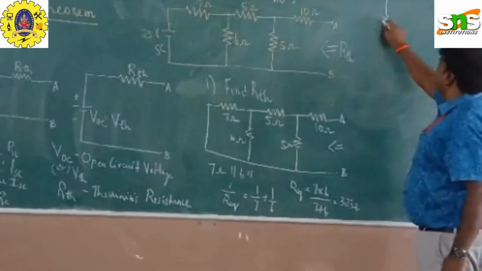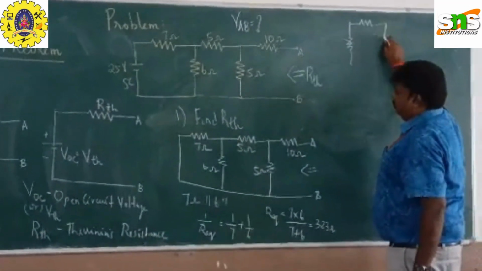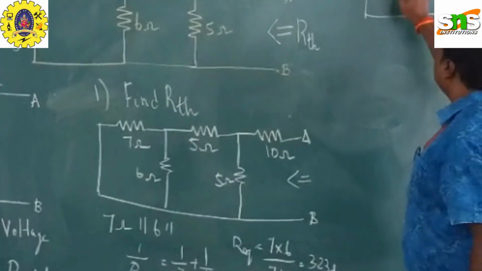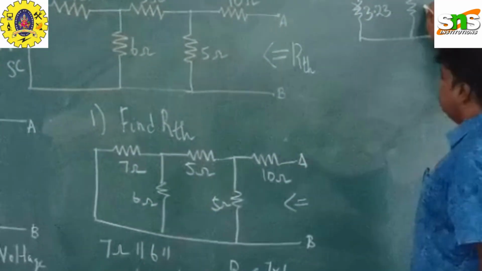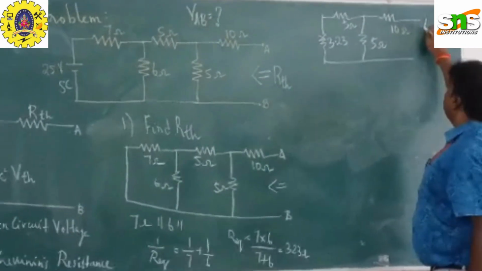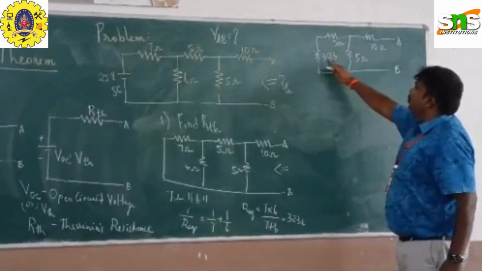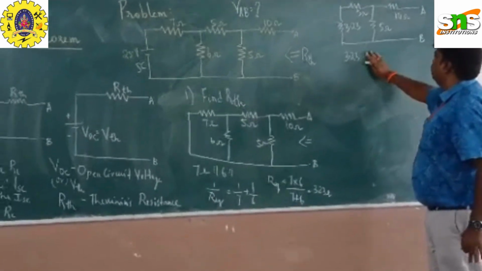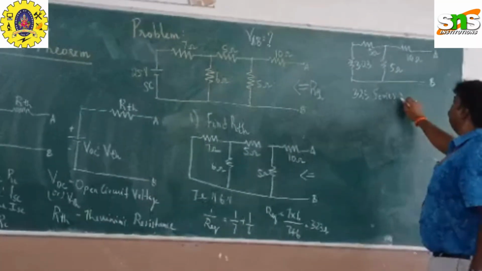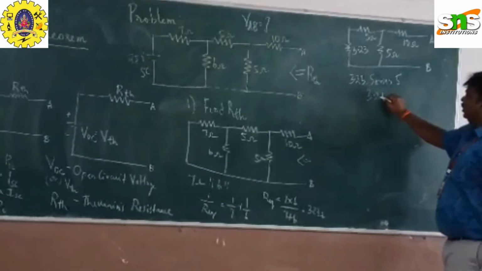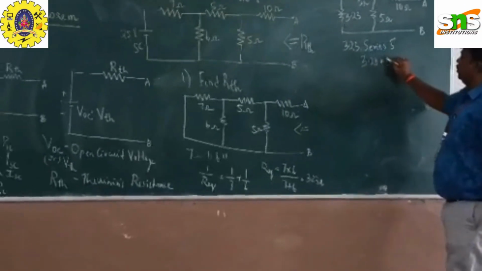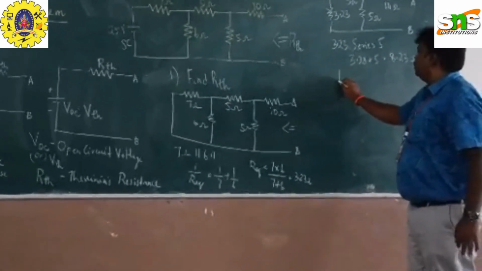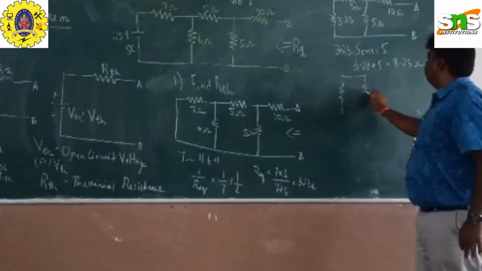So we have one resistance in series with 5 ohms, again 5 ohms, 10 ohms. 3.23, this is 5 ohms, this is 5 ohms, 10 ohms across AB. Now, how are this 3.23 and 5 ohms connected? Series. So 3.23 series with 5 ohms. So what's the answer? 3.23 plus 5. What's the answer? 8.23 ohms.